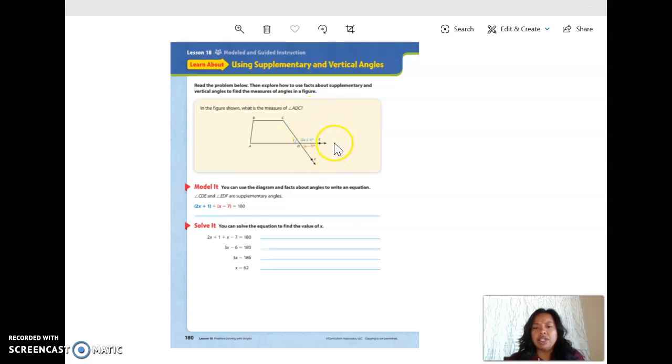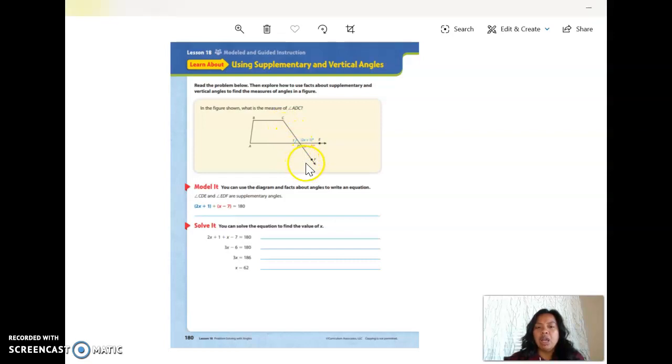Let's take a look at our example in the model it section. It says you can use the diagram and facts about angles to write the equation. Angle CDE, which is this one right here, and angle EDF, which is this one right here, are supplementary. They're supplementary because when we put them together, it makes a straight angle. It makes that straight line.